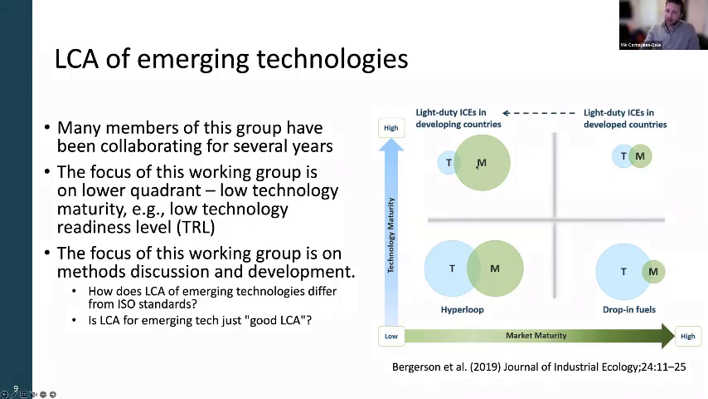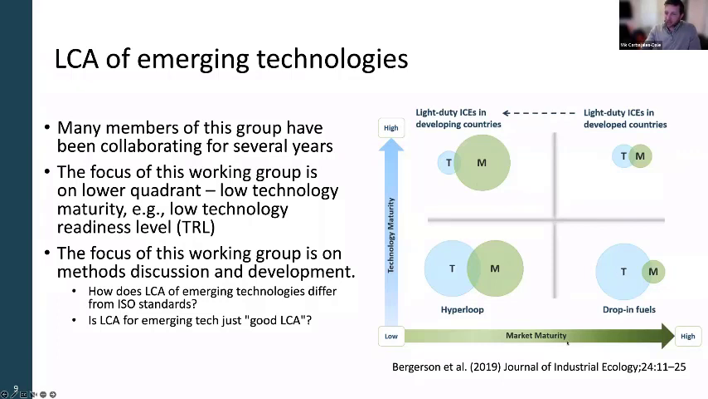Then, coming down to still high technology maturity but low market maturity, you could think about a redesign of a light-duty internal combustion engine vehicle, but in a developing market. So I don't know, sub-Saharan Africa or something like that. And think about, well, how might that impact the LCA that you might do?